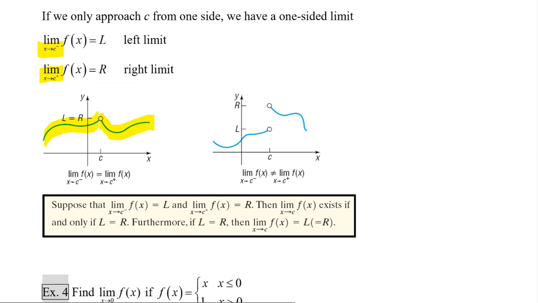But our example here on the right shows that as we approach c from the left, our limit is equal to L, and as we approach c from the right, our limit is equal to R. And since they don't equal each other, this means that the limit as x approaches c does not exist.